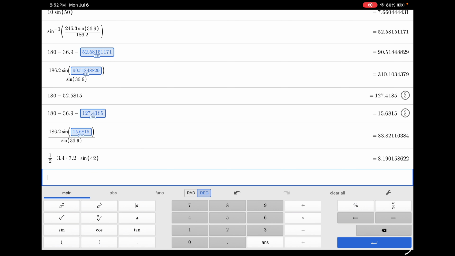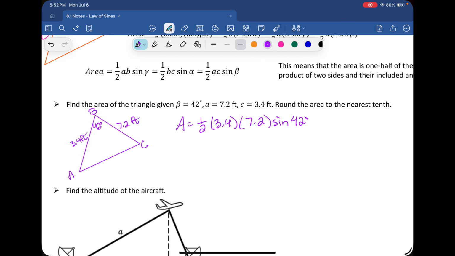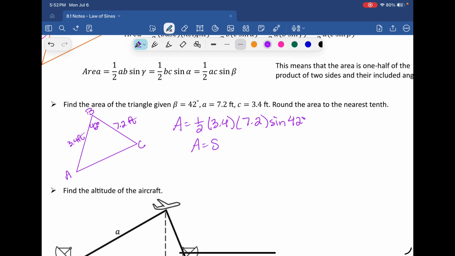Which is 8.190. And we'll round to nearest tenth, so 8.2 feet squared. There's nothing too ambiguous about using this area formula. You plug in and you go.